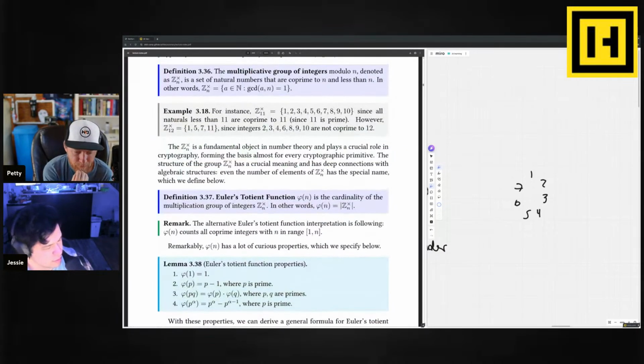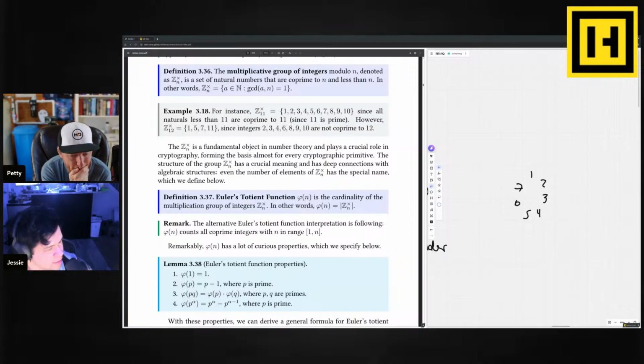Yeah, interesting. Okay, so what does that do for us? All naturals less than 11 are coprime to 11, since 11 is prime. However, for 12, it's smaller, since the integers 2, 3, 4, 6, 8, 9, 10 are not coprime with 12. Yeah, I see.